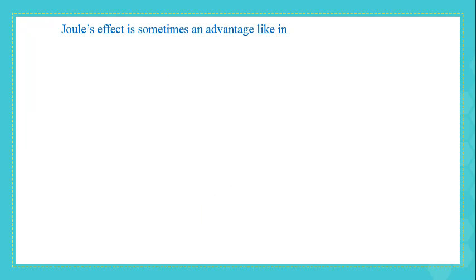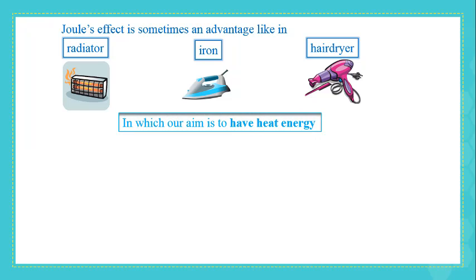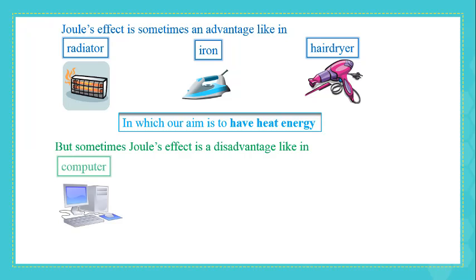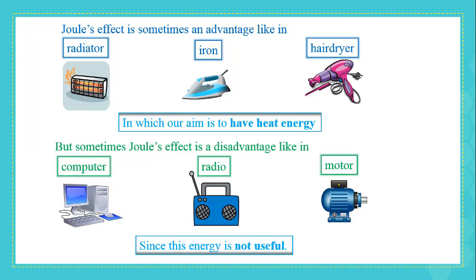Joule's effect is made use of in devices such as radiator, iron, hairdryer. The heat liberated in this case is useful, in which our aim is to obtain heat. However, Joule's effect could be a disadvantage in other cases, such as in the case of a computer, radio, electric motor, in which the heat dissipated is useless, which means that the heat liberated is a loss.